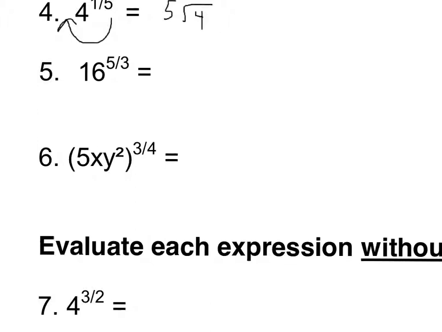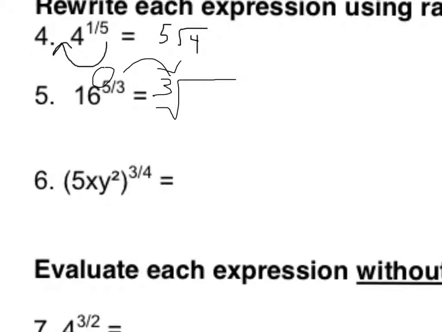In number 5, 3 is the denominator, making it the index. So you're going to work backwards basically, and you're going to put 3 on the outside. So like that. While the numerator, which is 5, is going to stay with the base because it's the exponent. So the answer is going to be 16 to the power of 5 with radical 3 on the outside.